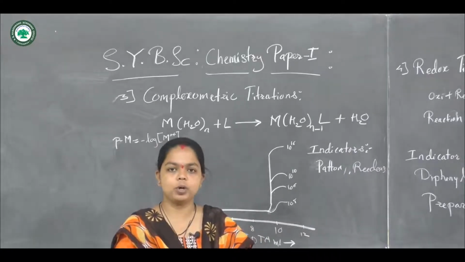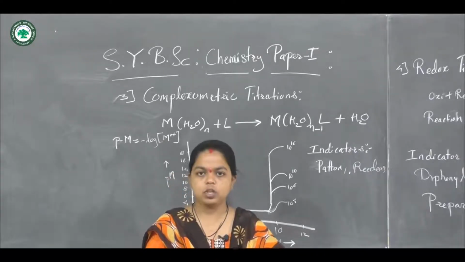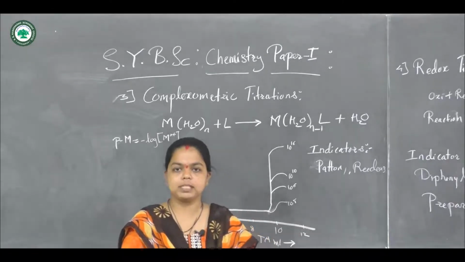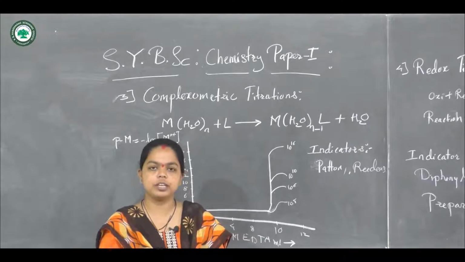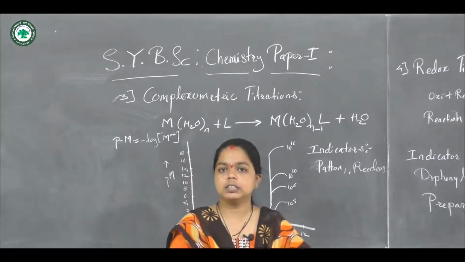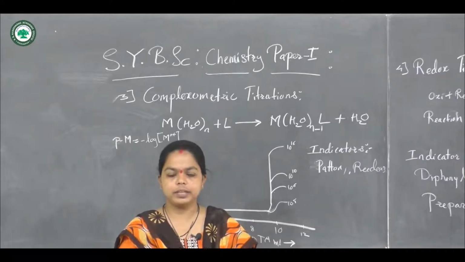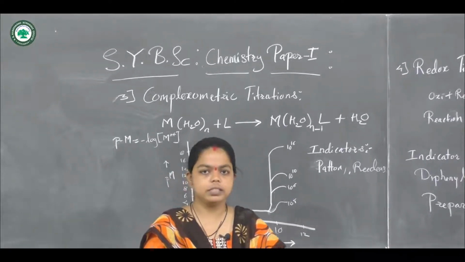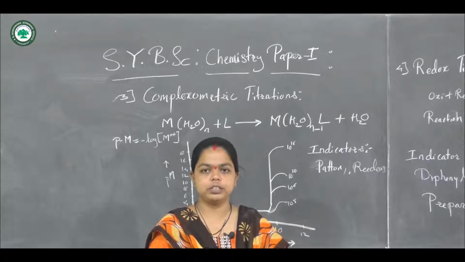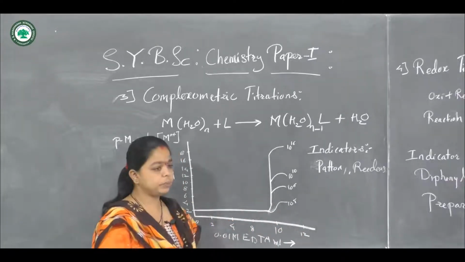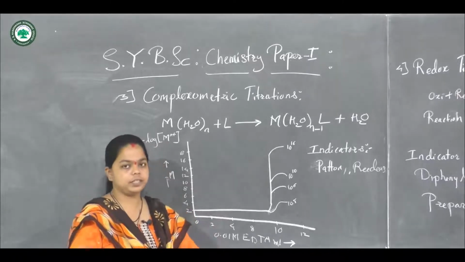Depending upon the stability constant of this complex, precipitation may take place, or generally a physical change in the solution, or a color change depending upon the indicator, will take place at the end point of the titration. So in this case we are going to study the reaction of the metal ion with the complexing agent.